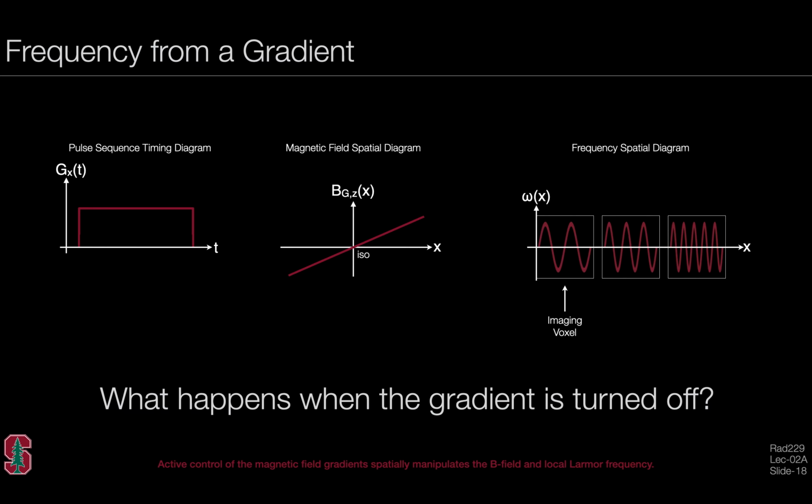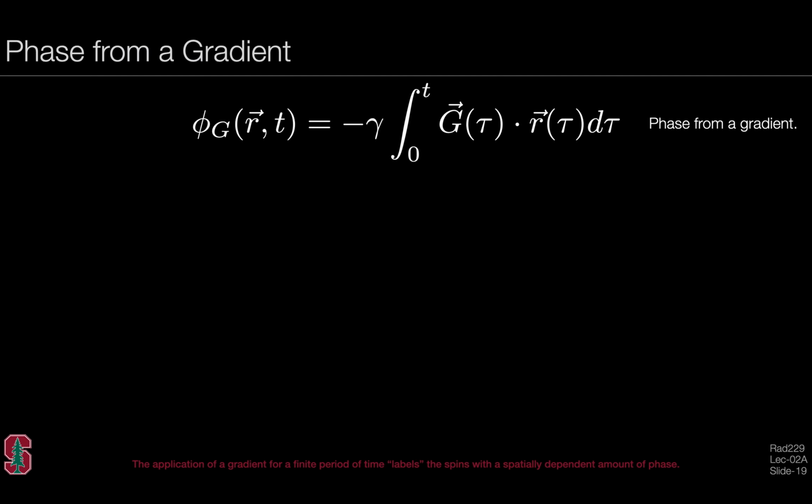So what happens when this gradient is turned off after some period of time? And this is actually a really interesting aspect of MR. Let's remember that the phase that we would generate from a gradient arises as the integral of the applied frequency. And in this case, the applied frequency is the gradient magnetic field dotted with some spatial position. So this gives us the fundamental frequency of precession, if you will.